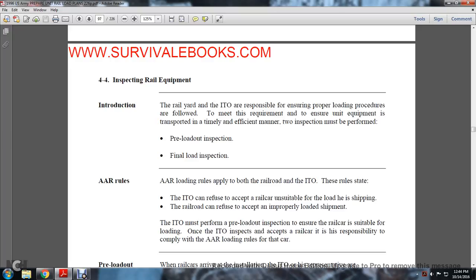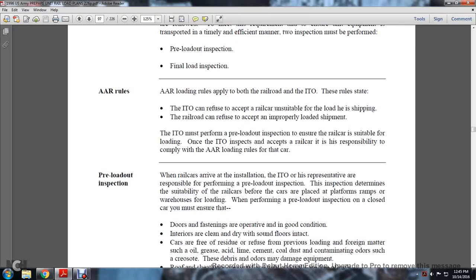The Association of American Railroads loading rules apply to both the railroad and the ITO. The rules state that the ITO can refuse to accept a railway car unsuitable for the load being shipped, and the railroad can refuse to accept an improperly loaded shipment. The ITO must perform the preload inspection to ensure the railway car is suitable for loading. Once the ITO inspects and accepts the railway car, it has the responsibility to comply with the Association of American Railroads rules for that car.